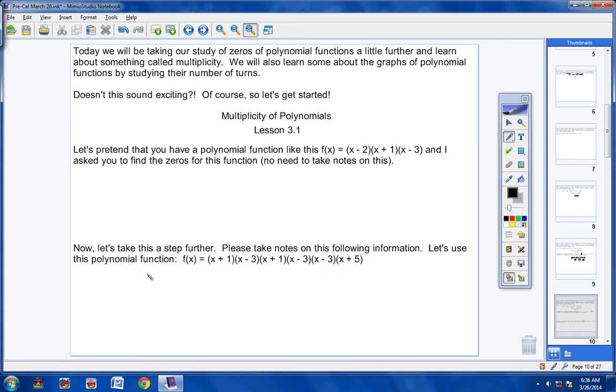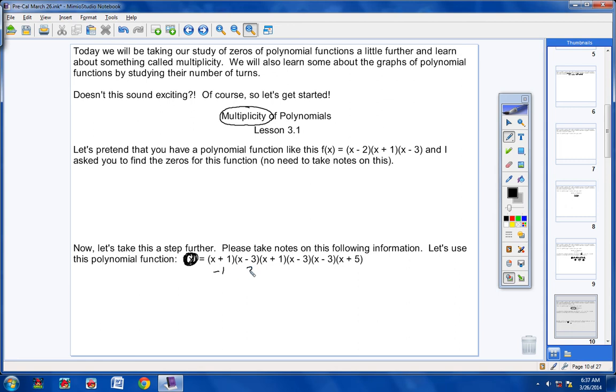Let's use this polynomial function, and I want to talk about multiplicity. So please take notes and be careful. If I ask you to find the zeros of this function here, you know right away to put a 0 in for y, correct? Now watch this. If you put a 0 in for y, and now you found the zeros of this function, you know if you set this group equal to 0, you would get a -1.